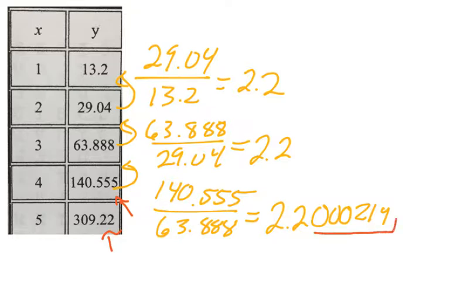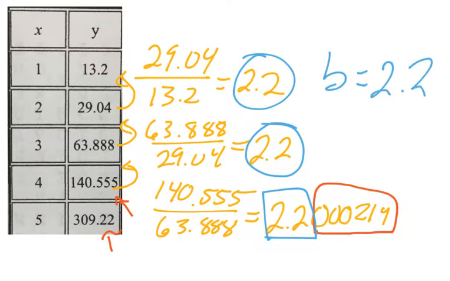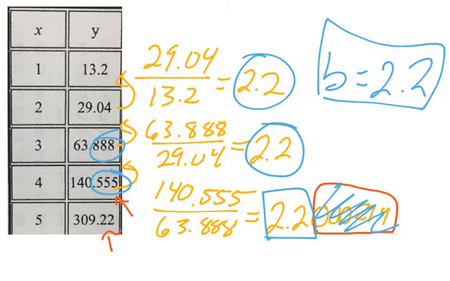So when we notice stuff like this afterwards, and you notice that we have 2.2 here, 2.2 here, it is safe to say that our common ratio or our b value is going to be 2.2. We can ignore this 0.0219 because again, one of these values is probably rounded, which is going to change our answer. So our b value is 2.2, or in other words, our growth factor is 2.2. So this is an exponential function.